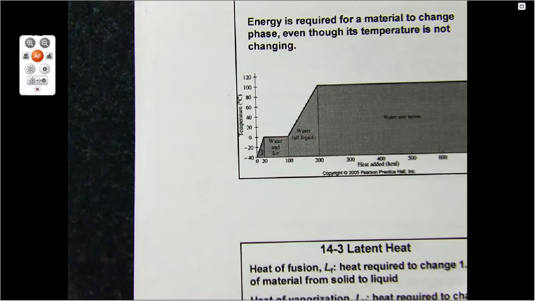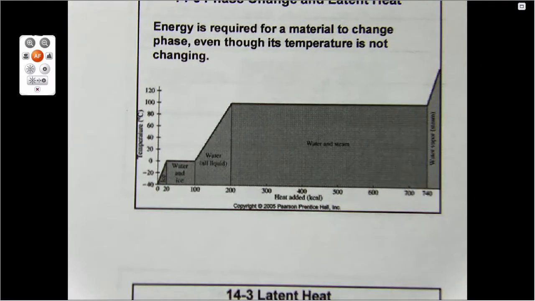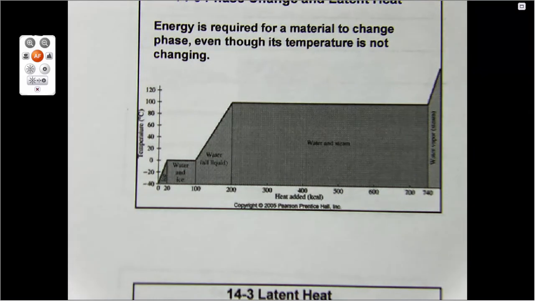And that mentions that. Now, here's what we need to talk about. This. So, this shows us ice.